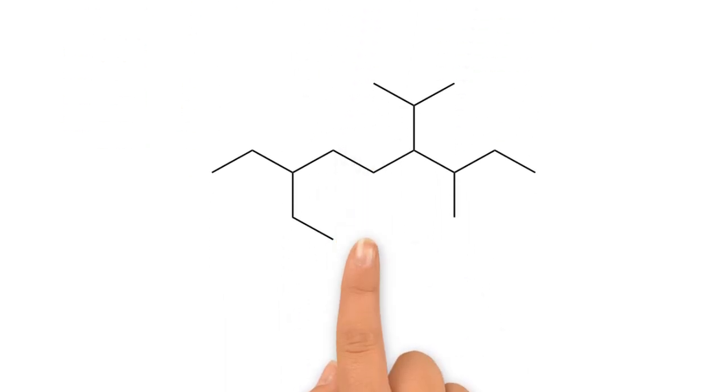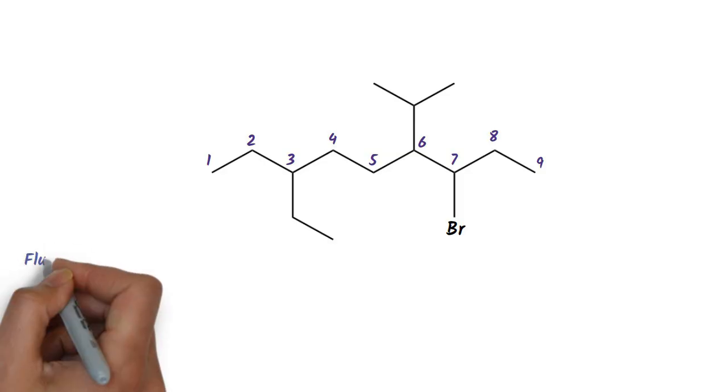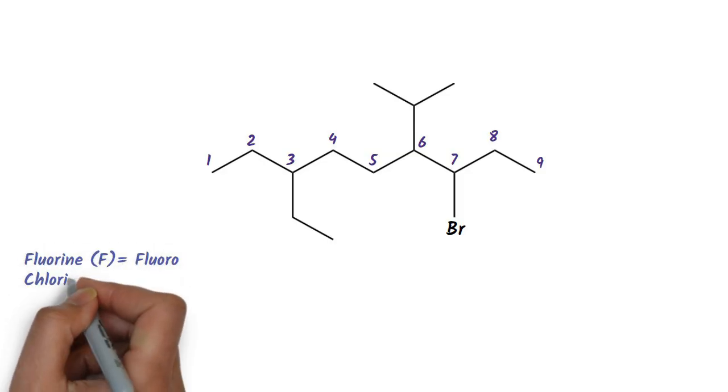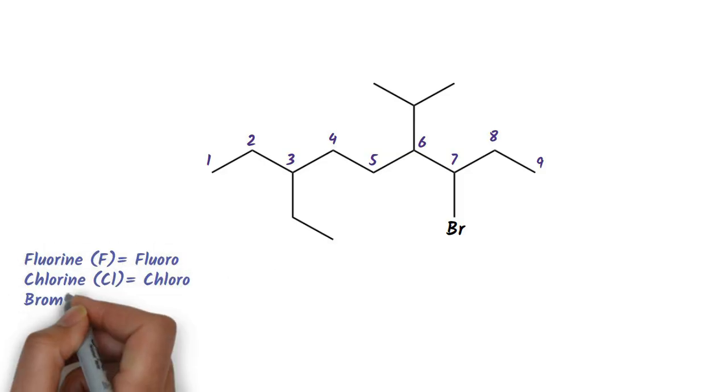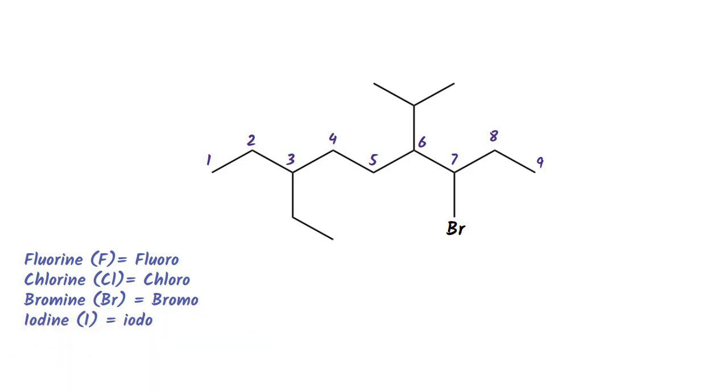Now consider the same molecule with additional substituent bromine here. In case of halogens as substituents, the prefixes are, for fluorine we write fluoro. For chlorine we write chloro. For bromine we write bromo. For iodine we write iodo.